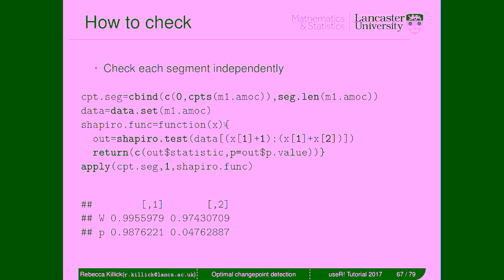Then I'm creating a function here called Shapiro, and this literally tests my segment of data. Strictly speaking, that should have a data argument. Now, that's really bad practice. I'm very sorry. And then I'm just returning my test statistic and the p-value. Then I can just use the apply function to apply the Shapiro function to my segments of data. It's only got one change point here, so you've only got 2 segments, but when you've got more than that, that really saves you a lot of time.